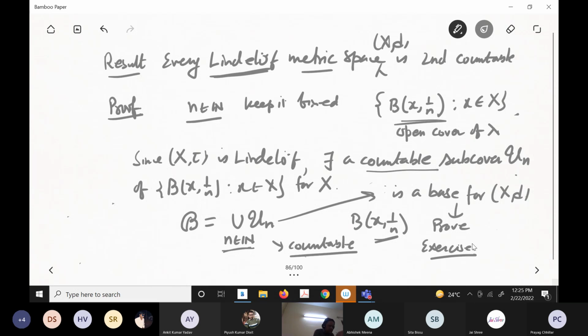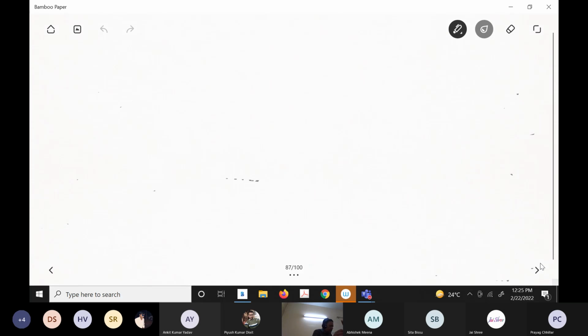I could finish it. I do not want to finish it so that at least you use your brain. The problem is that if you do not use your brain, people only want to mug up. So this is the proof, but you'll have to finish it. Every Lindelof metric space is second countable. So in case of metric space, Lindelof, separability, second countability, they are all the same concepts.